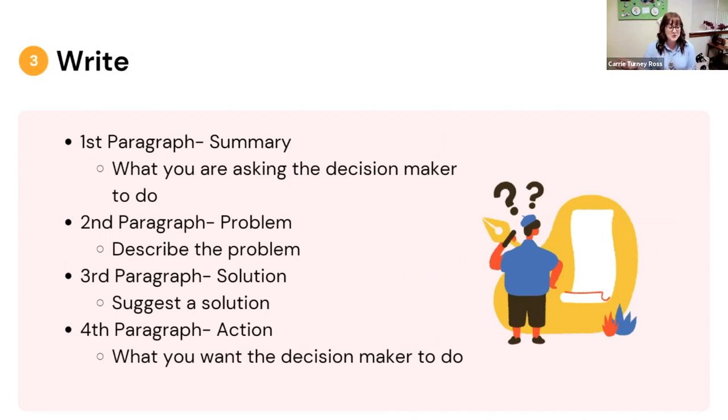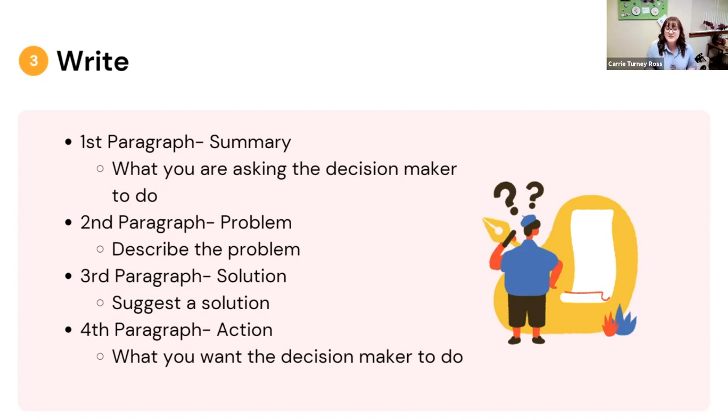And then you want to write the letter, you and the people participating with you. This is how the letter should be formatted. The first paragraph is the summary: what you are asking that decision maker to do, what the issue is, and just a brief summary of why I'm writing to you. Second paragraph, describe the problem. Really talk about the details of the problem and who it is a problem for.